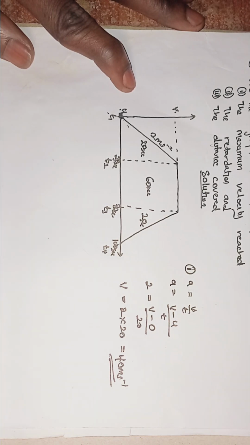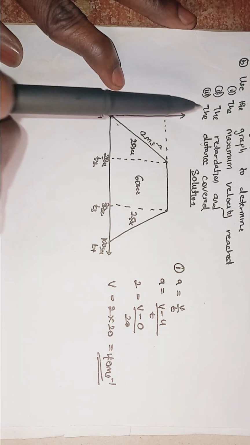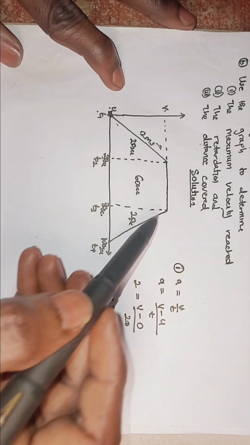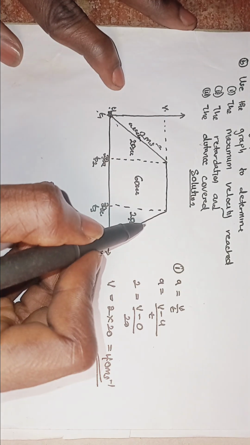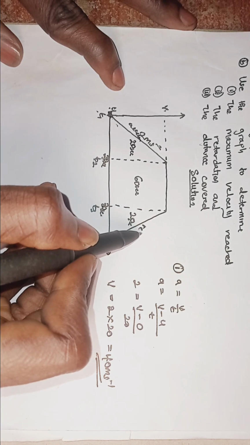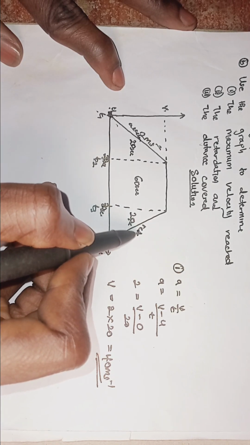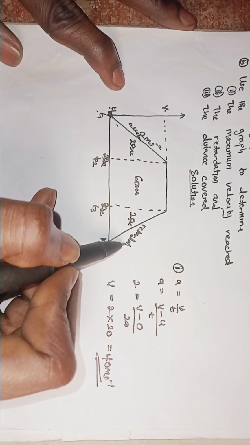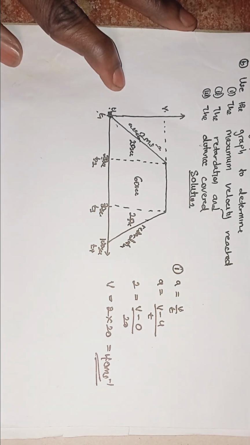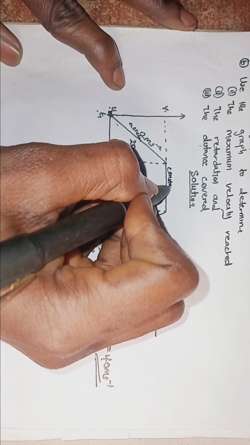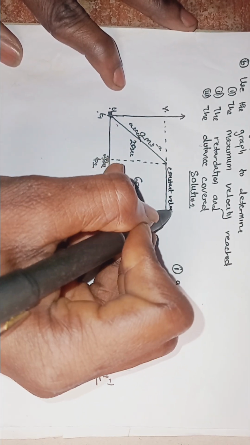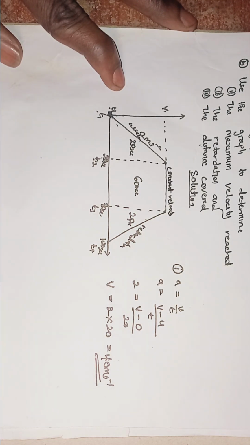For the second question, they said we should find the retardation. So this is the point of retardation. This place is the point of acceleration. This is the point of retardation. We can also call this point the acceleration, or you can call it the retardation. This is the point we call constant velocity.